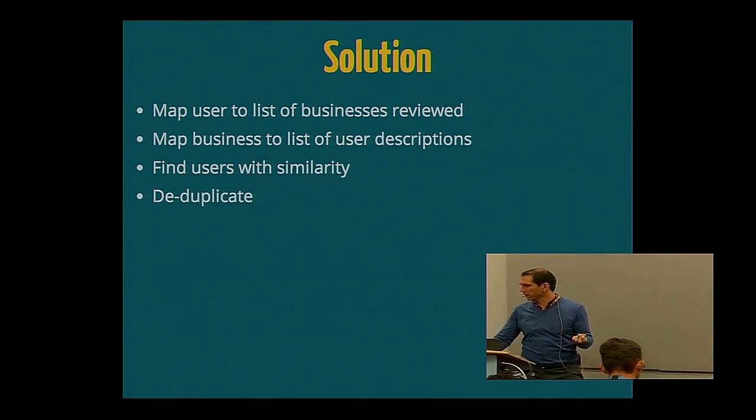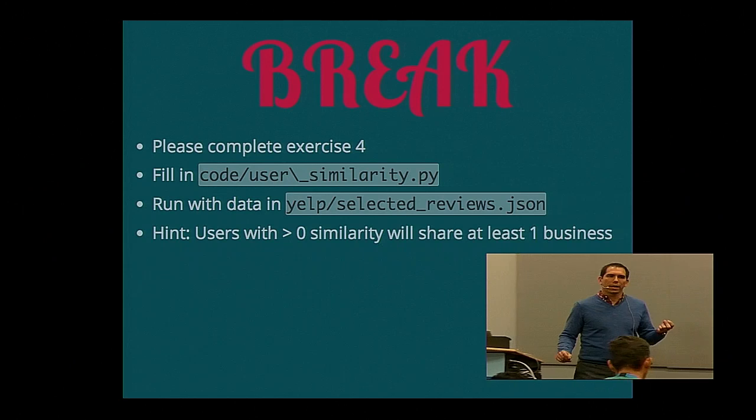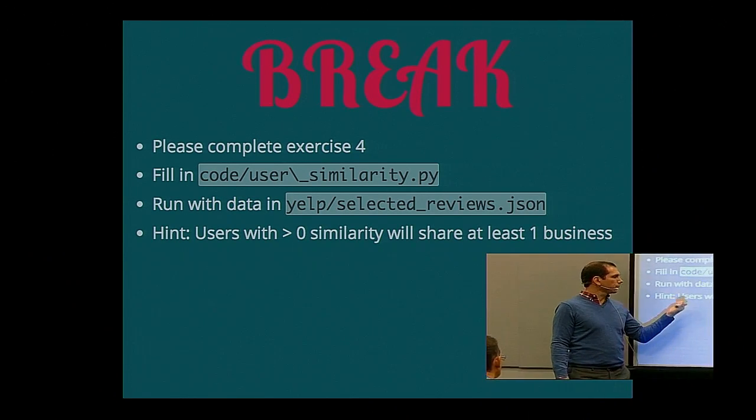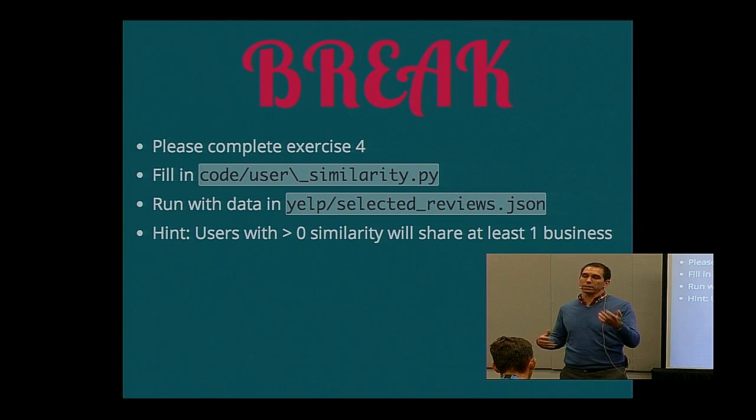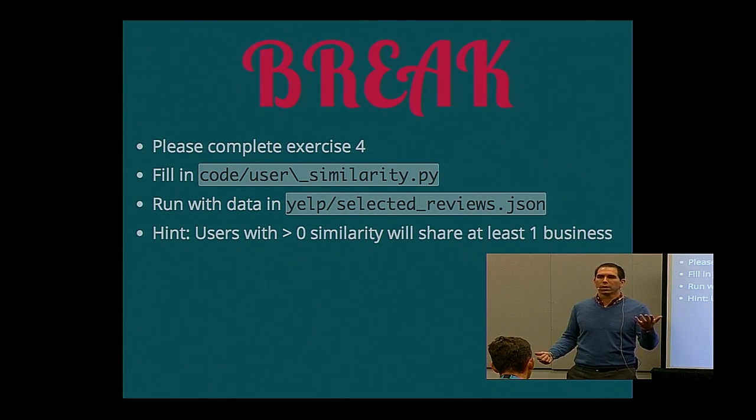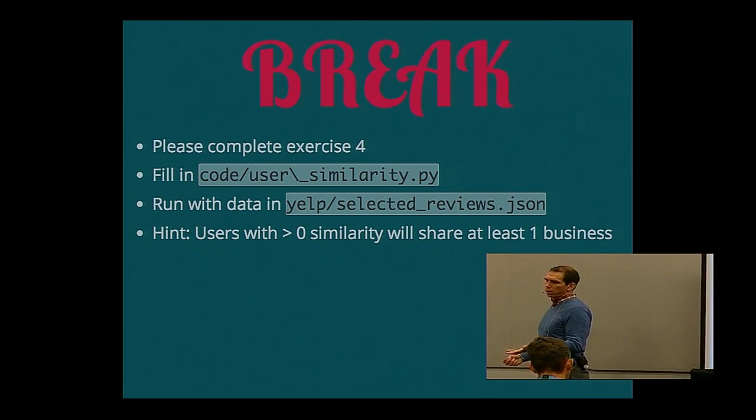And that's where this hint comes in. Inherently, as many of you realized, this is an n-squared problem because we're talking about all users. It's at least an order of n-squared problem because we're comparing all users to all other users.